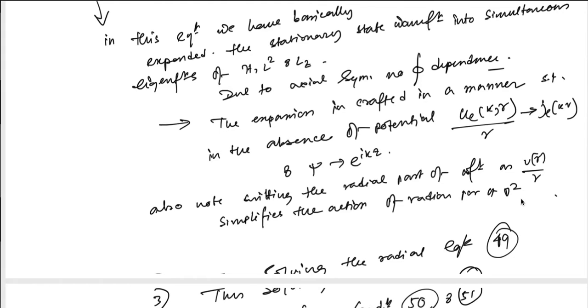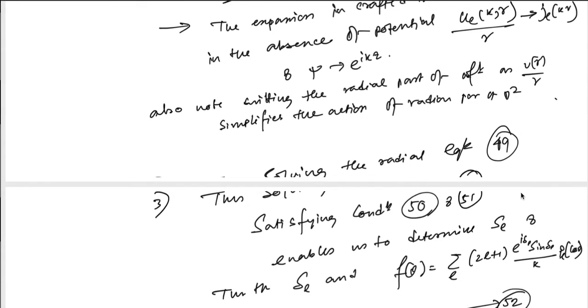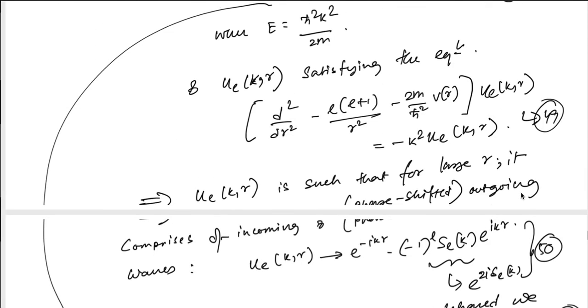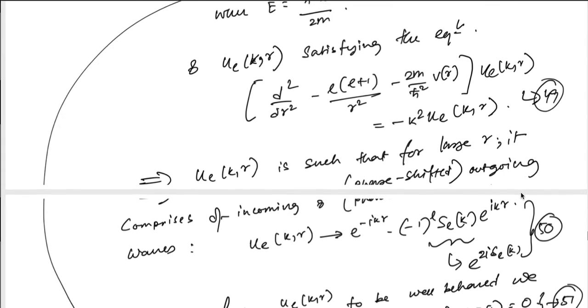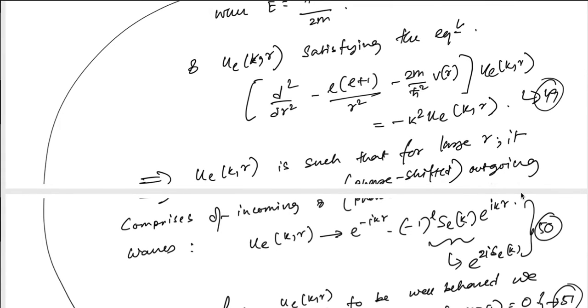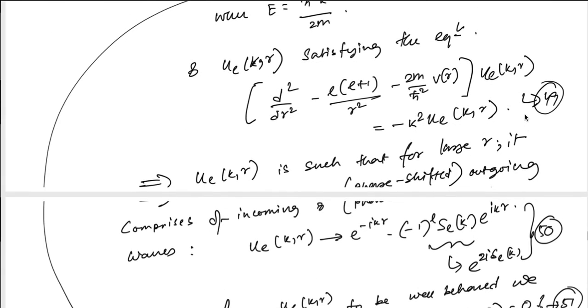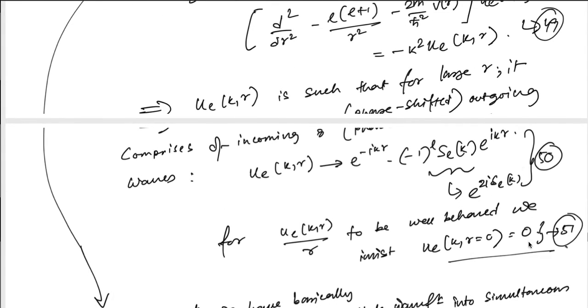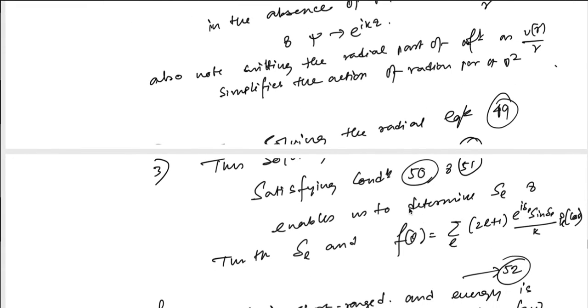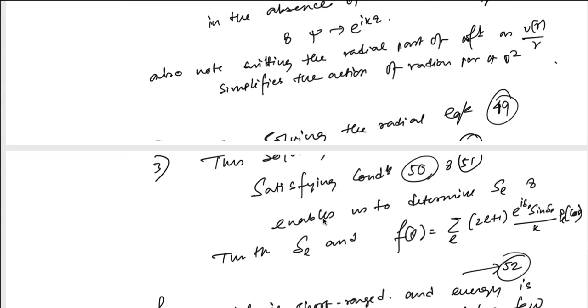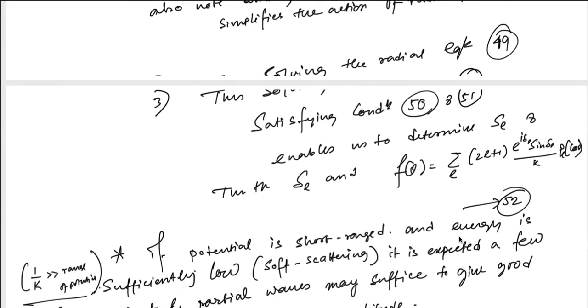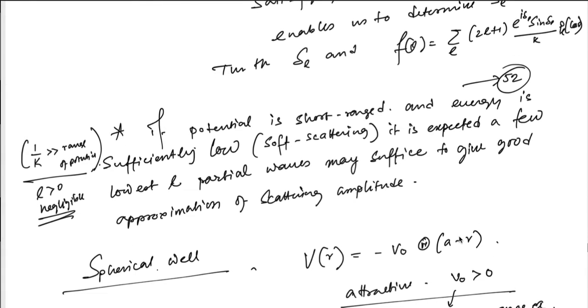Also note that writing the radial part of this wave function in this u(r)/r form simplifies the action of the operator del squared. So the main task, if I give you an arbitrary potential, an arbitrary short range problem, and ask you to calculate the scattering cross section, is to solve equation 49 with 50 and 51 being satisfied. That is it, that's the game. Once you do that, you can calculate the S_l, from S_l you can calculate the delta_l, and from delta_l you can calculate the f(theta).